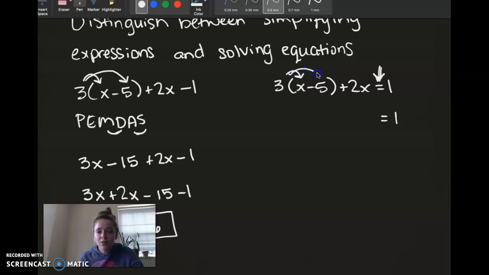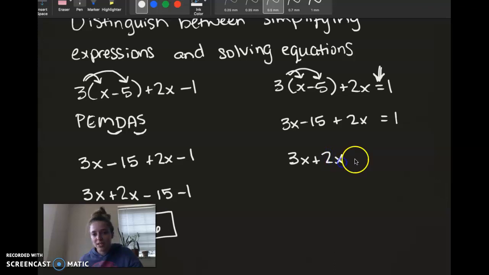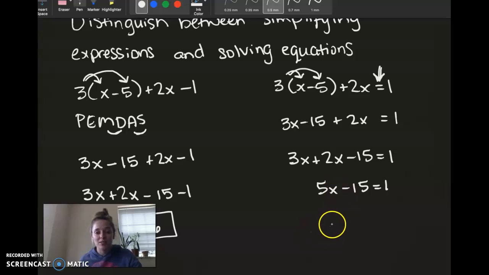So distribute that 3, and we have 3x minus 15, and then plus 2x. And then combine like terms. So 3x plus 2x, and then I have that negative 15 still. So I end up with 5x minus 15 equals 1. And then the left-hand side is as simplified as I can possibly make it.